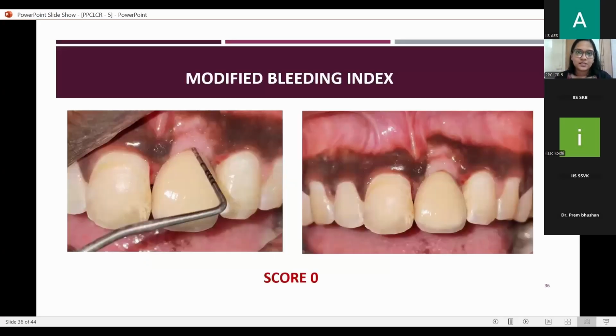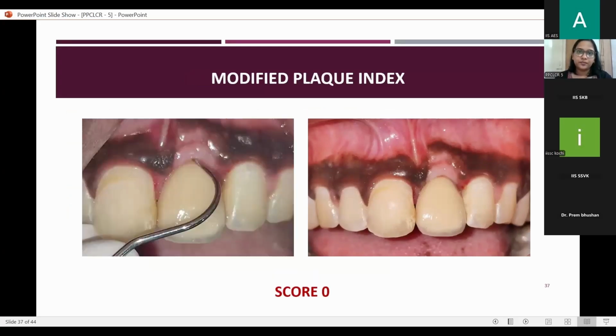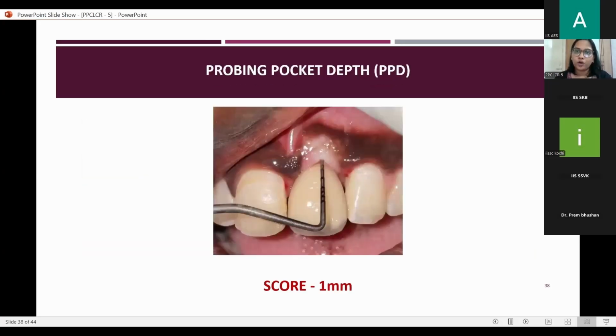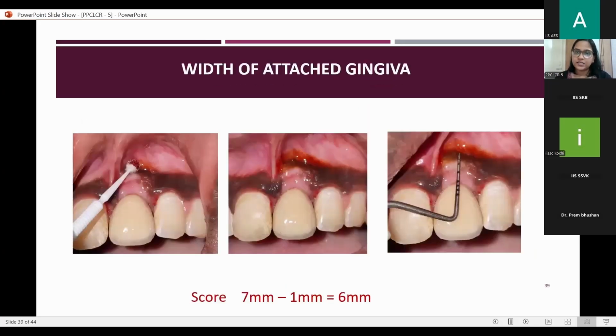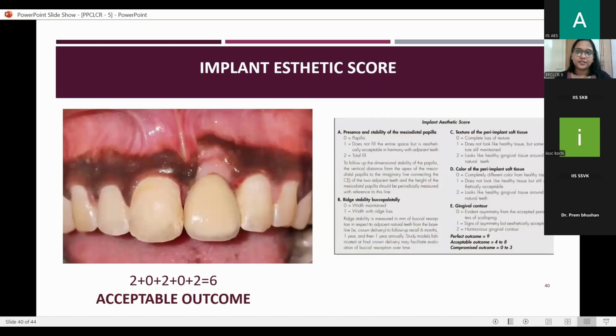Now we assess the modified bleeding index. Modified plaque index was measured. The score was found to be 0. Probing pocket depth was measured, and the score was found to be 1 mm. And the width of attached gingiva was measured by staining with Lugol's iodine solution, and it was found to be 6 mm. And the implant aesthetic score was found to be an acceptable outcome.